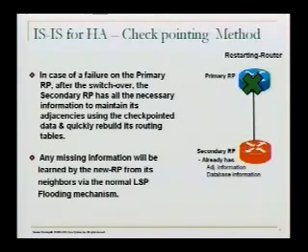So in case of a failure on the primary RP during the switchover, the secondary RP obviously has all the necessary information. That means the standby, in whatever mode it is running, has the information about the neighbors and also has the database. Any missing information it will get from its neighbors. So this is the simplified version of the checkpointing method.